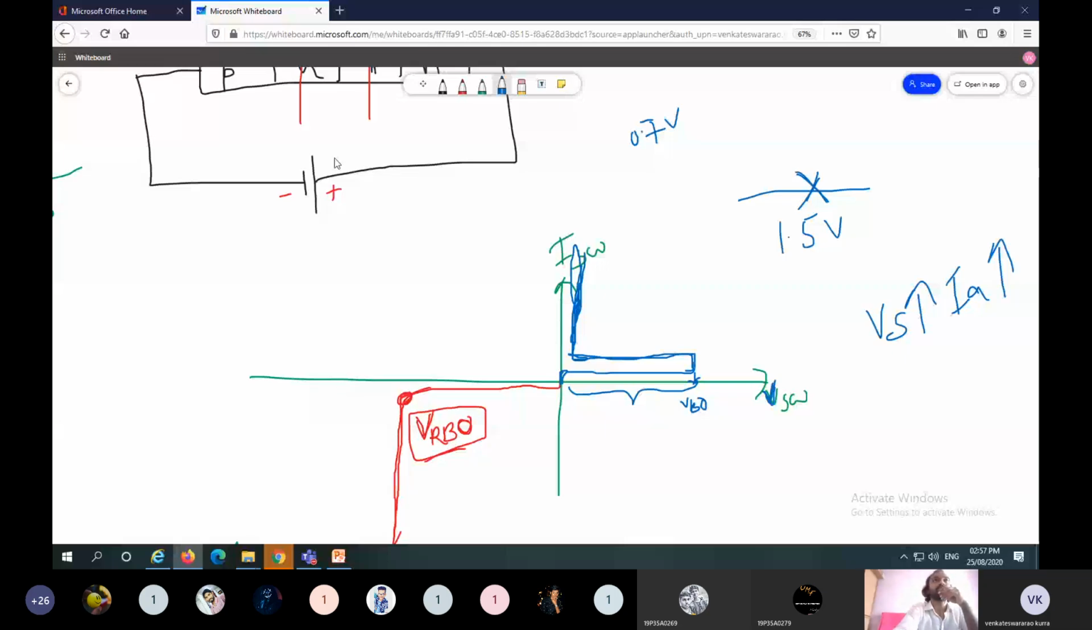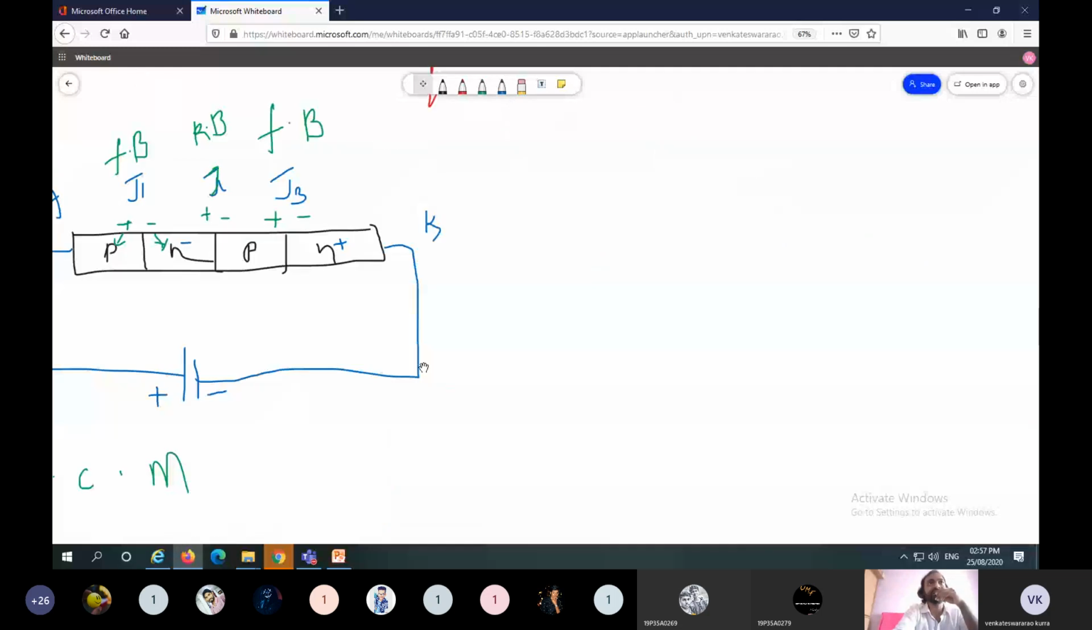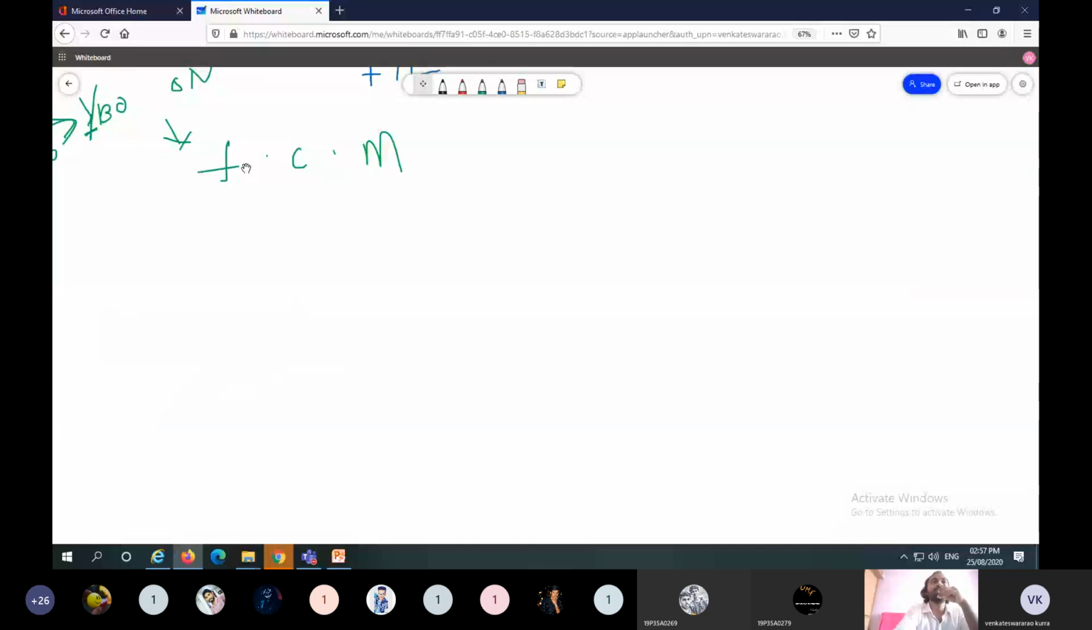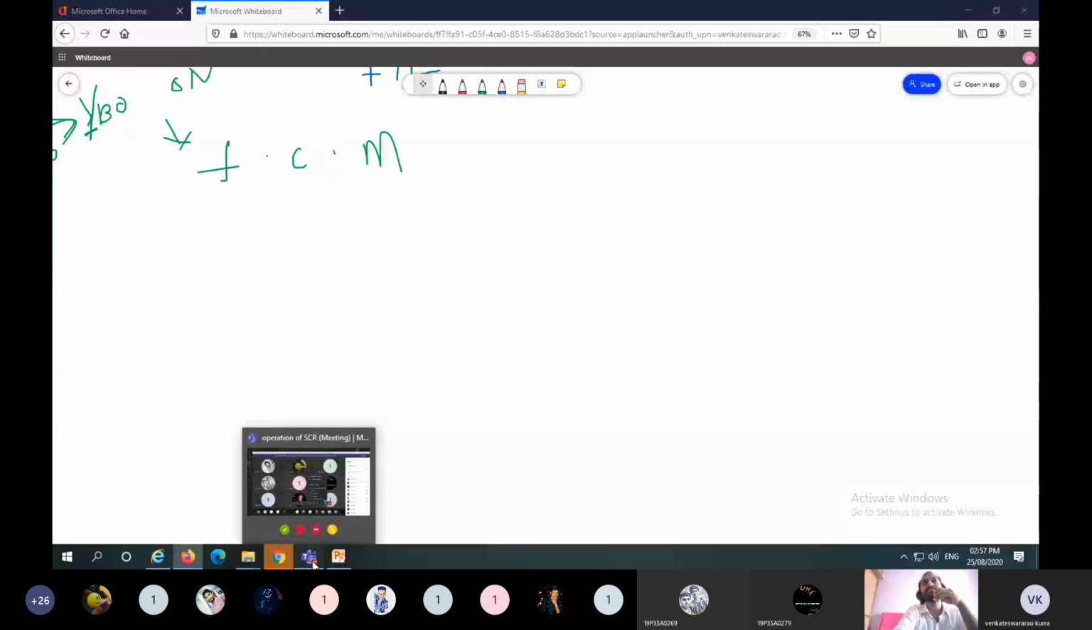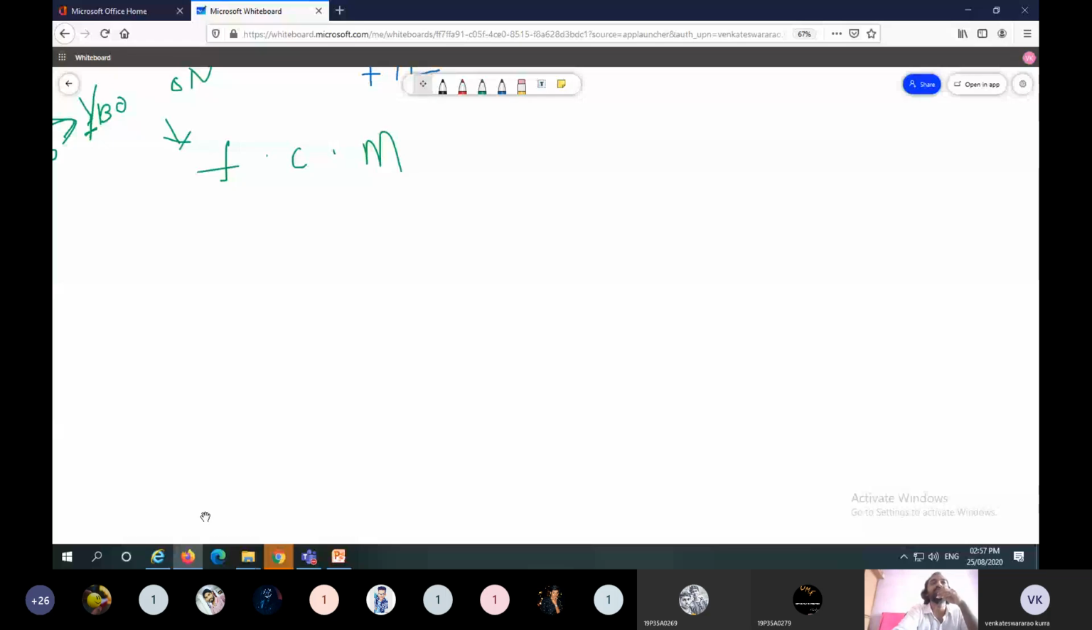SCR. So all of you know the definitions of holding current and latching current. What is holding current and what is latching current? I think all of you have heard these two terms. Anyone please tell me what is latching current and what is holding current? Are you here or not? These two definitions are very, very important.